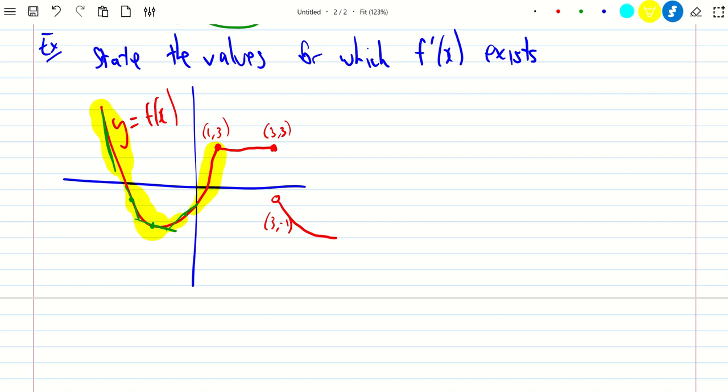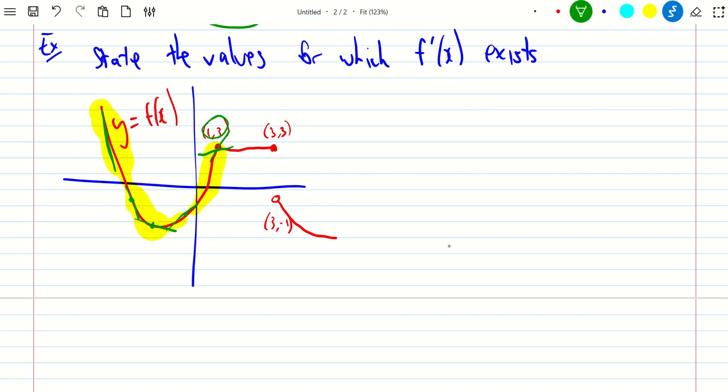What about that point there? What is the tangent at that point? Is it going to be this? Is it going to be that? What's it going to be? We actually can't draw a tangent at that point (1, 3). There's no way to find the gradient at that exact point. Is it 0 because it's a flat line, or is it 2 because it's up here? We don't know, and so it's actually undefined at that point.